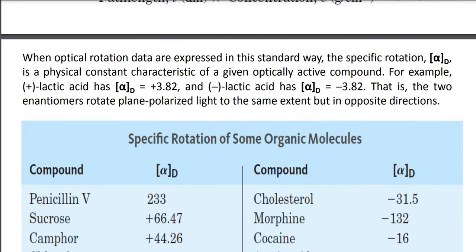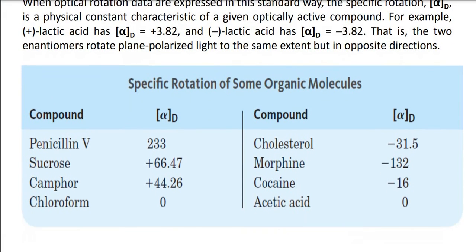When optical rotation data is reported in this standard way, the specific rotation alpha D is a physical constant characteristic of a given optically active compound. For example, plus lactic acid has alpha D plus 3.82 and minus lactic acid has alpha D minus 3.82. So the two enantiomers rotate plane polarized light to the same extent but in opposite directions.